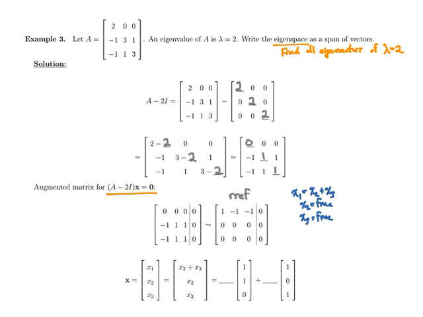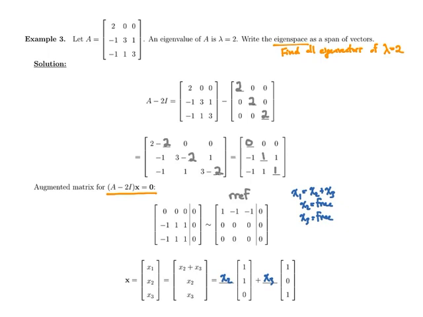So the vector x is x1, x2, x3. We've written x1, x2, x3 in terms of the free variables, so we can write that as x2 plus x3, x2 and x3. And then writing it as a parametric equation of vectors, or a vector equation, we can write this as x2 times that vector plus x3 times that vector.